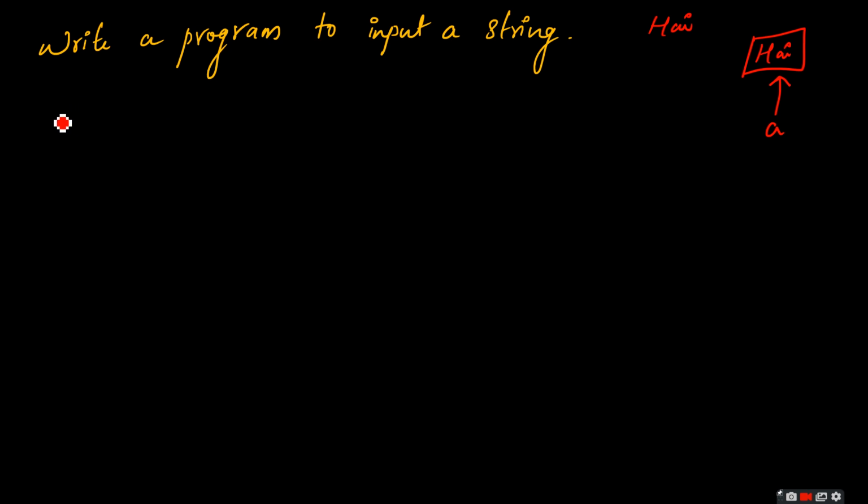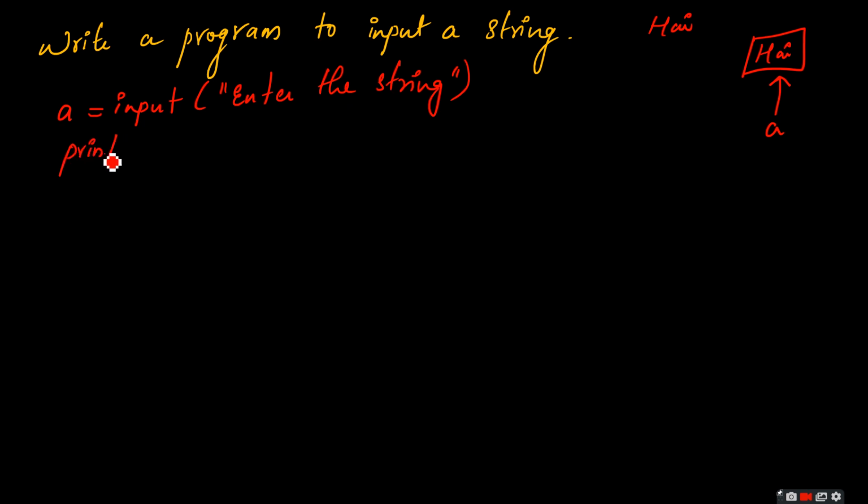Now we can write a is a variable. It will point to the location where this string is there. So to the variable a, we are inputting the value. So we will use input function, then we will write enter the string. Or inside this double quotes, we can give any sentence like enter the string, enter the value, like that. After that, we can write print a.